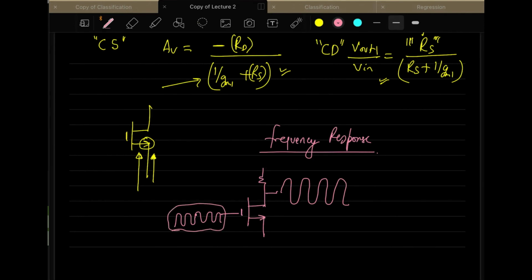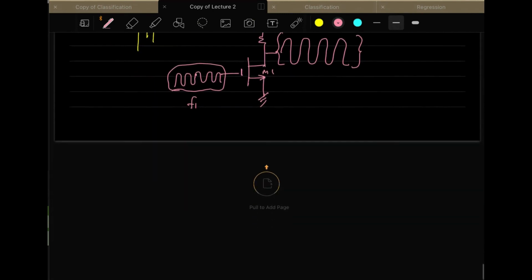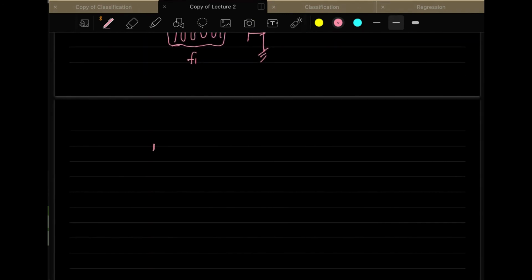When you apply a sine wave of frequency f1 to the MOSFET M1, what we were seeing till now was what gain it is giving, what input resistance M1 is offering, and what output resistance M1 is offering. But now what we will discuss is this. Let us say you have a MOSFET M1 like this.